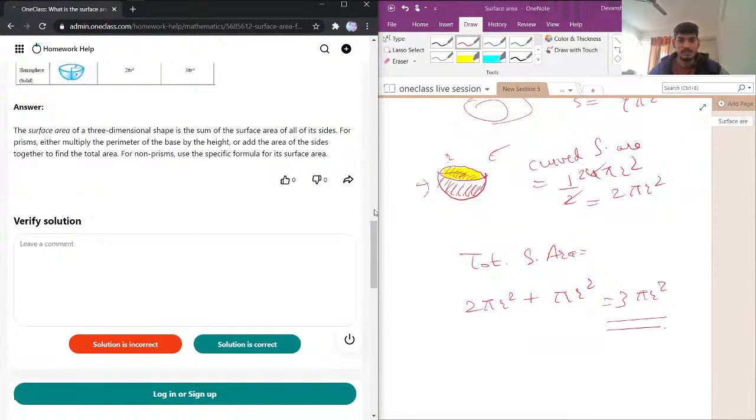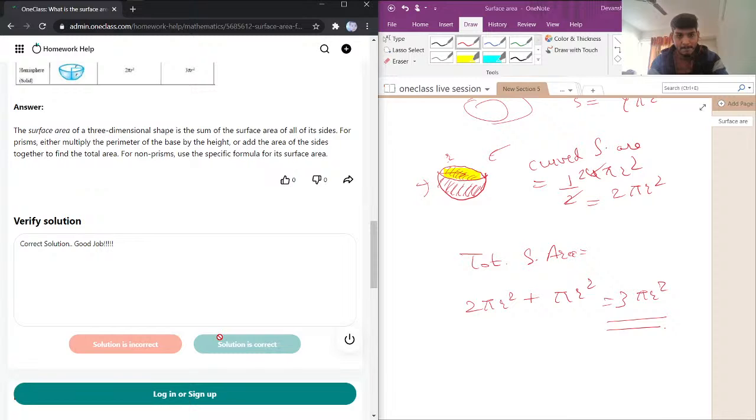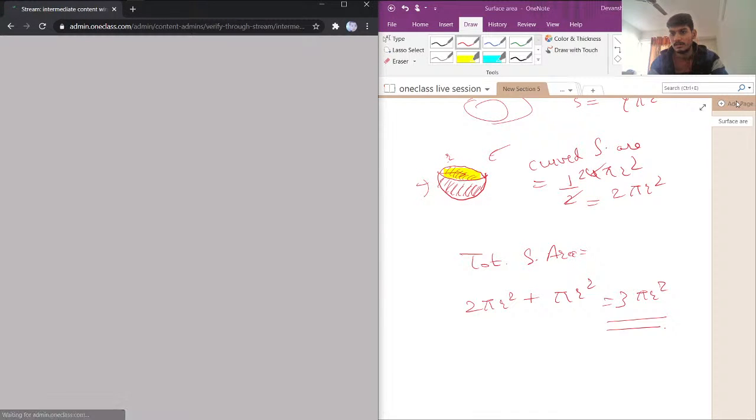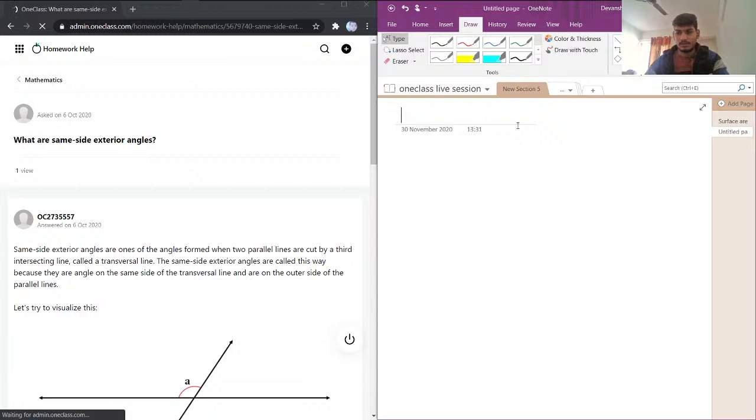The surface area is the sum of the surface area of all its sides. This was the correct solution. Good job. Then we add one more page. Question number 2.